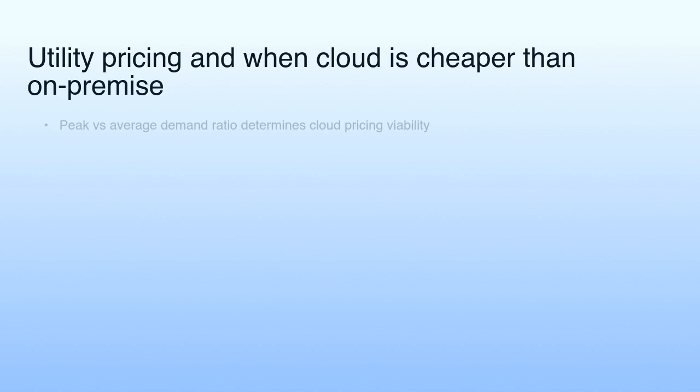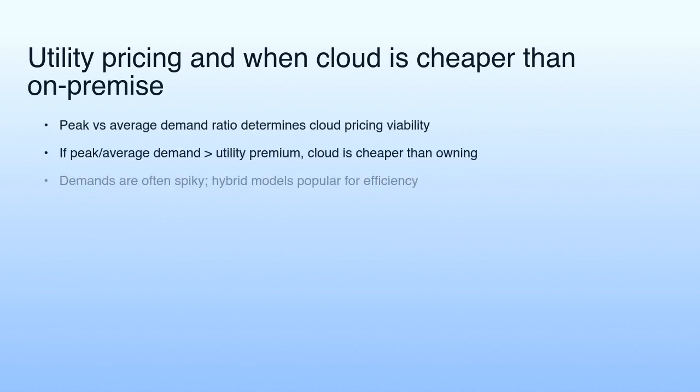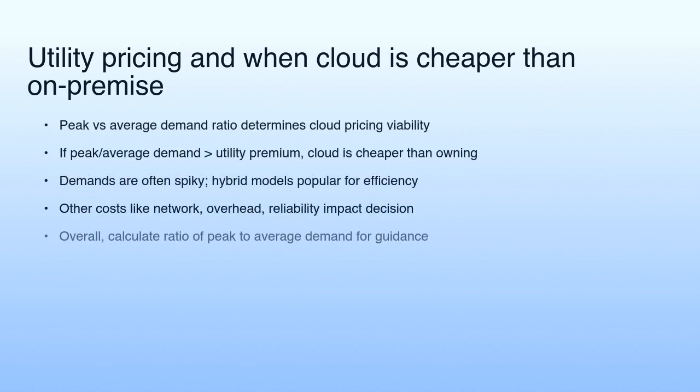The viability of cloud pricing depends on the ratio of peak to average demand, with cloud being cheaper than owning when this ratio exceeds the utility premium, although hybrid models are often popular for efficiency, and other costs like network, overhead, and reliability also impact the decision.